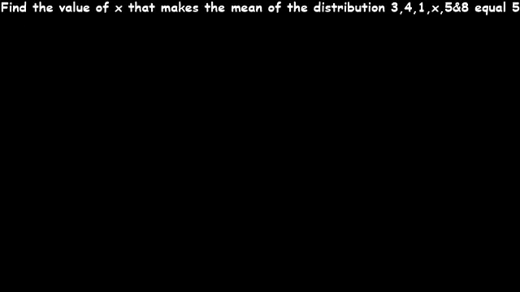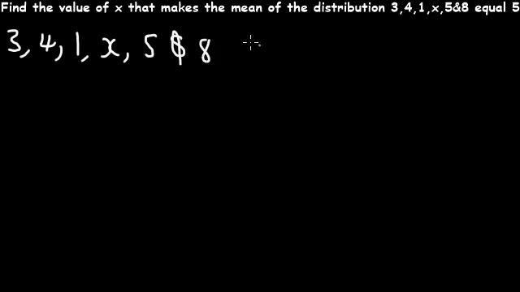Example number 2. Consider the following problem. Find the value of x that makes the mean of the distribution equal to 5. The distribution is such that we have 3, 4, 1, x, 5, and 8. So we are given x bar to be equal to 5. The goal is to find the missing data. So what should we do? What do you think? Feel free to pause the video and figure this out.